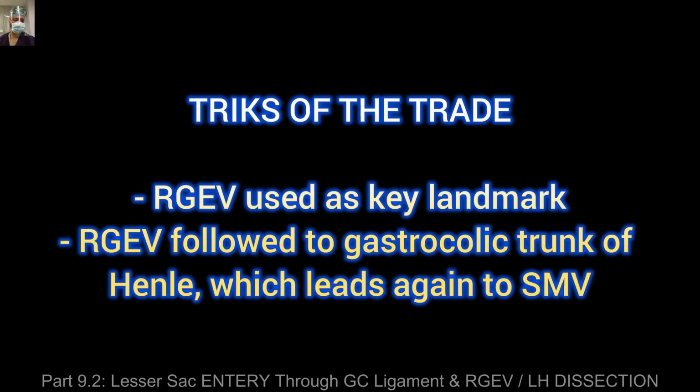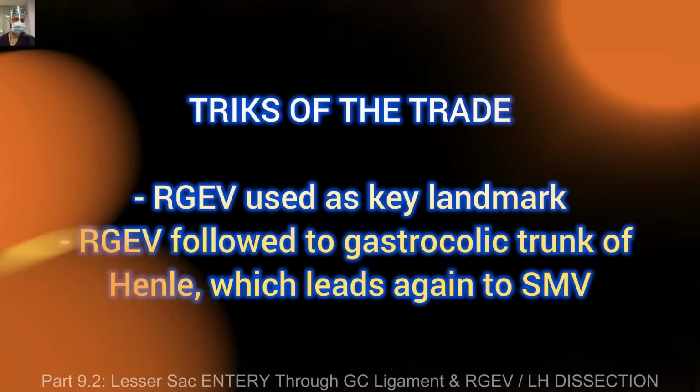D3 part, then if you follow the right gastrocolic vein as a landmark, it goes to the formation of the gastrocolic trunk of Henle, which drains into the SMV. So this is another way that you can identify the SMV, specifically if there is an involvement of the vein. These are small tricks of the trade which will be helpful for you while doing the surgery.